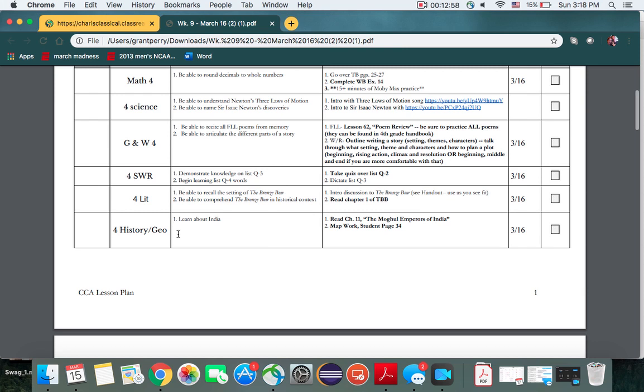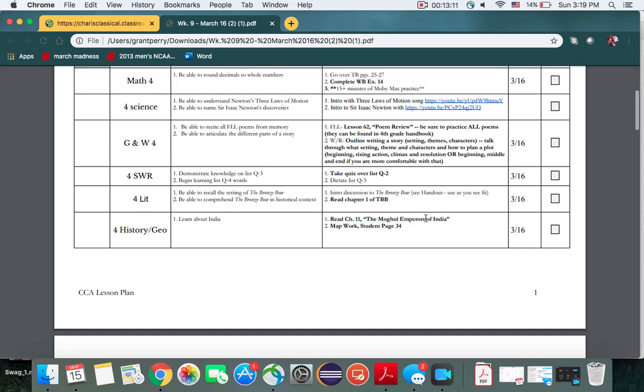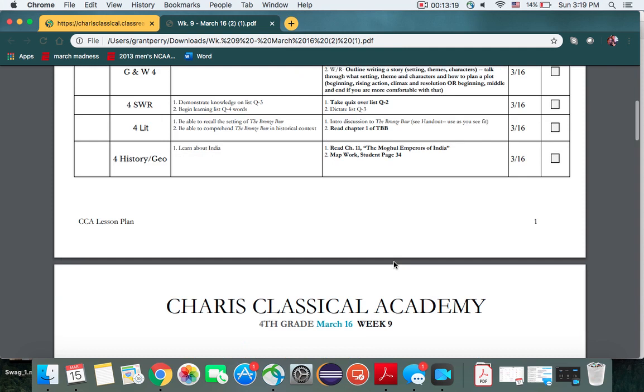Here, read chapter 11 of the Mughal Emperors of India. I'd like you to try to either read this out loud to a parent or read it quietly to yourself. If it's too difficult, you can always have a parent read, but try to read it independently. I think it's good practice to read.